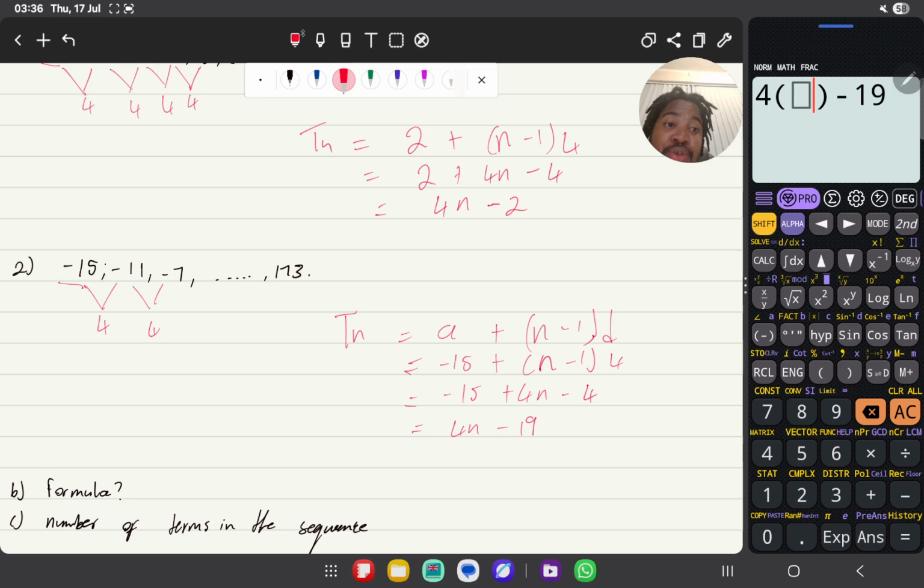Perhaps we can use it to test all these 3 terms we have, to say 1, no. 1, we get minus 15. 2, we get minus 11. And 3, we get minus 7, meaning it works.